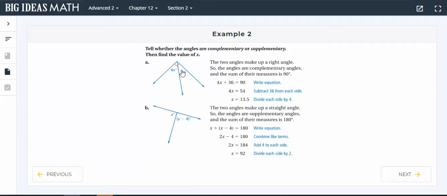So when you know it's a 90-degree angle, you can add them together to make 90. When you know it's a straight line, it's 180 and they're supplementary. You can add them together to make 180, and then of course you can solve your equation to get your x. If you think you understand these two problems, you'll be able to click next to try some on your own.